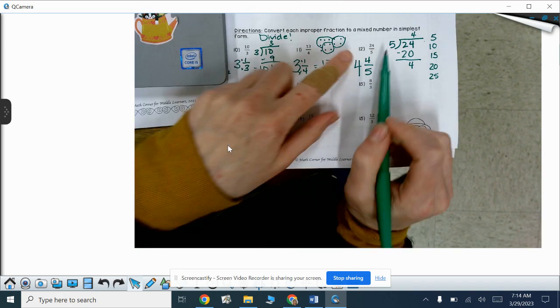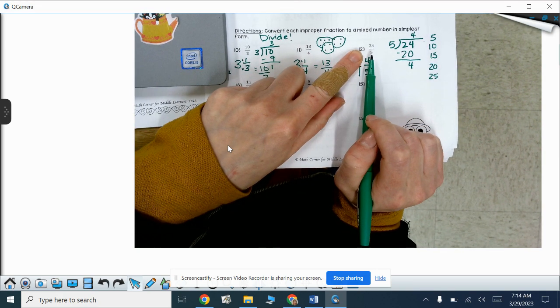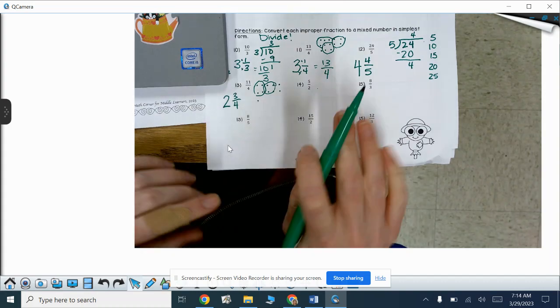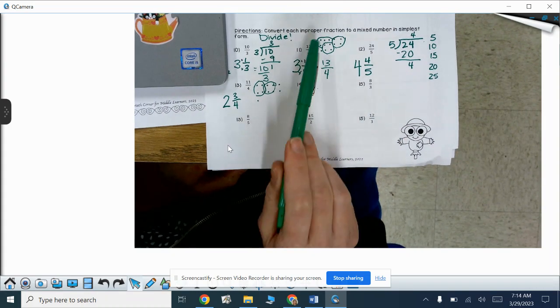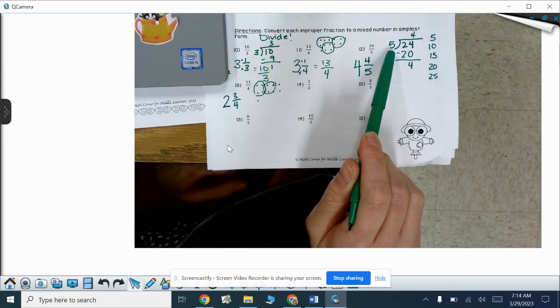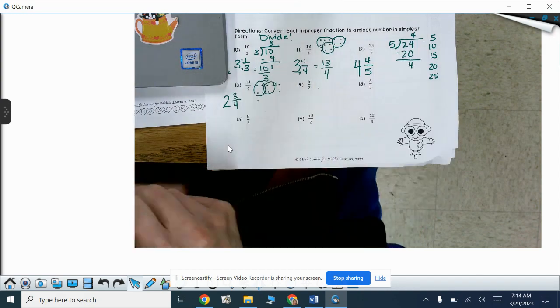So when we do this, we are taking out groups of 5. You all are going to finish this on your own. You can do it with the dots, or you can do the division this way. These are both different ways to do division.